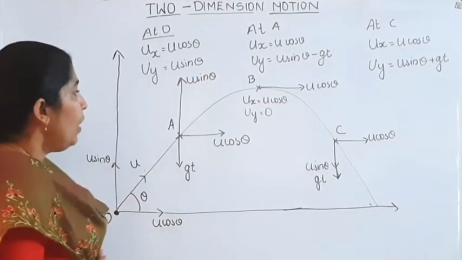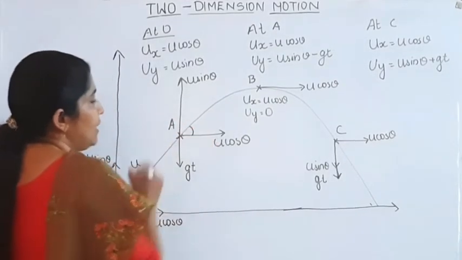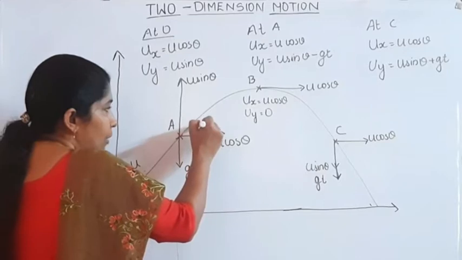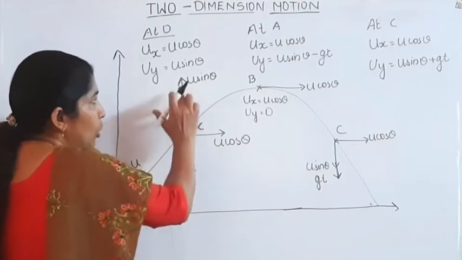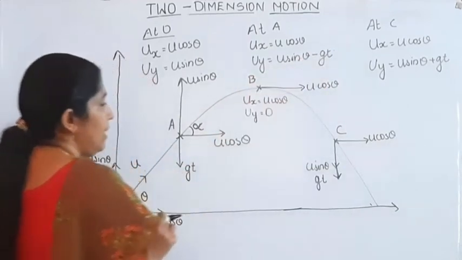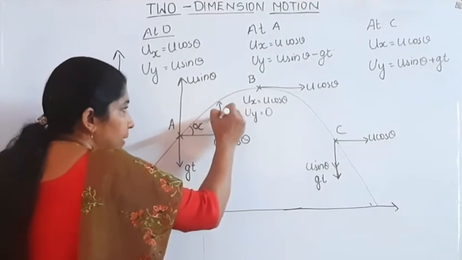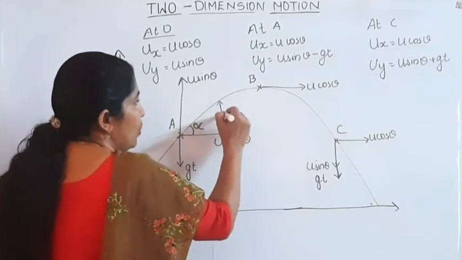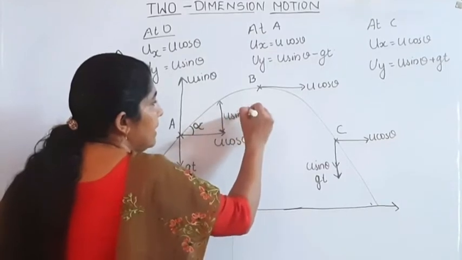Now, what about the angle through which the projectile moves at this point? At this point, we can take this angle as alpha, because this angle is equal to theta and this angle is taken as alpha. Then, what about the vertical velocity at the point A? Vertical velocity is equal to u sin theta minus gt. That vertical velocity component can be taken here, u sin theta minus gt.